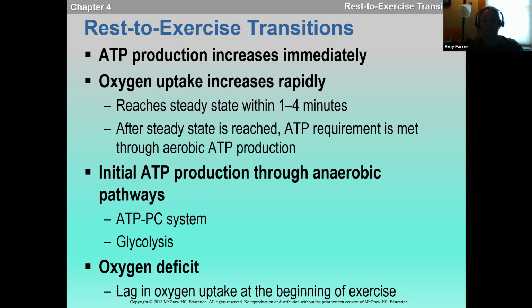We talked about in the last chapter, when we looked at bioenergetics, we initially produce that ATP through anaerobic means, right? So we have the ATP-PC system and glycolysis. We talked about the fact that there's going to be a little bit of a lag in oxygen uptake at the beginning of exercise. Even though it increases rapidly, there's going to be that little pause. We're going to consider that to be our oxygen deficit.